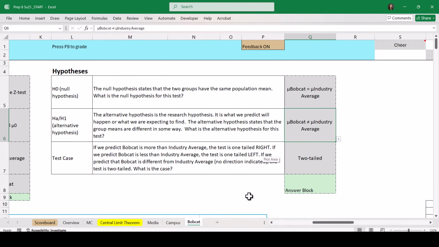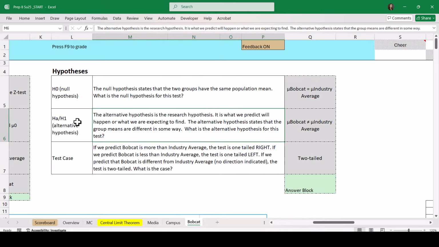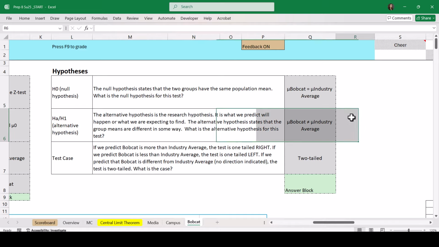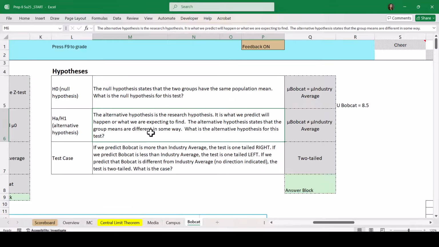So you might be wondering why we have the null hypothesis when really we're just interested in the alternative hypothesis. And that is because the null hypothesis is concrete and objective. The null hypothesis is that the population mean for Bobcat equals the industry average, which is 8.5. The alternative or the research hypotheses, these are always ambiguous. So we think that it's different. We don't even know how it's different. We don't know if it's greater than or less than.